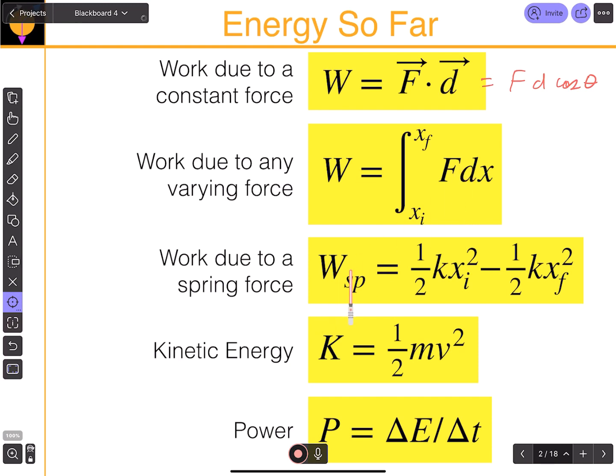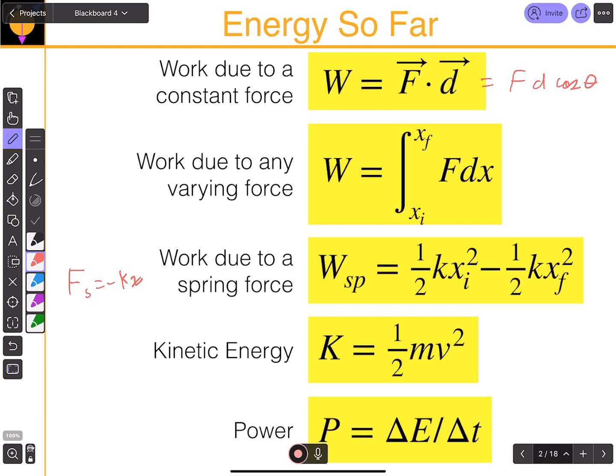And we use that to calculate the work done for a specific case of a spring. If you remember, the force due to a spring is minus kx. And when we did that integral, we saw that the work done was 1/2 k x initial squared minus 1/2 k x final squared. And of course, this was related to 1/2 mv squared.